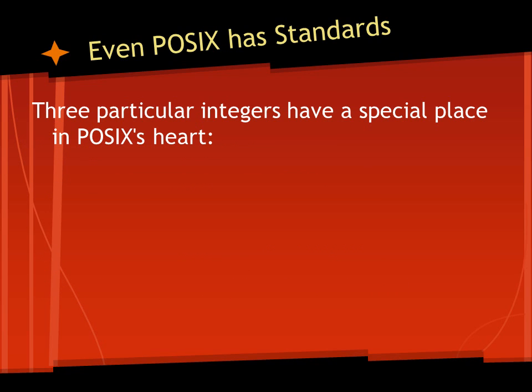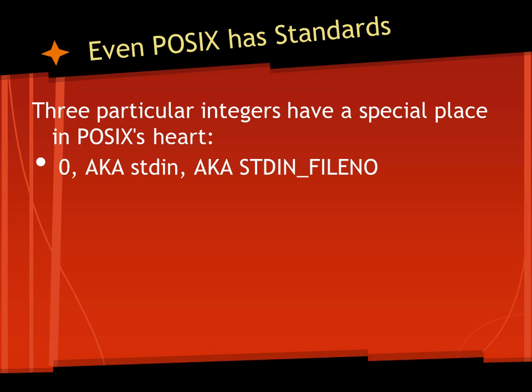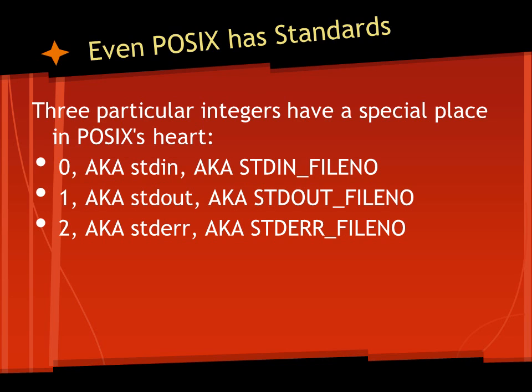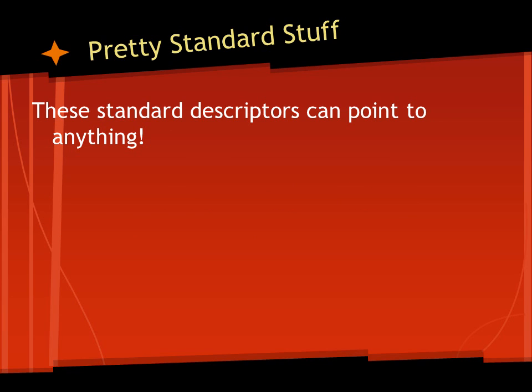There are three particular file descriptors in POSIX that can be considered special. First, we have 0, which is always directed to standard input. Second, we have 1, which is always directed to standard output. And finally, 2, which is directed to standard error. While we can call these file descriptors by their integer value, it is generally more appropriate to call them by their names assigned to them in the standard library, such as STDIN_FILENO for standard input.